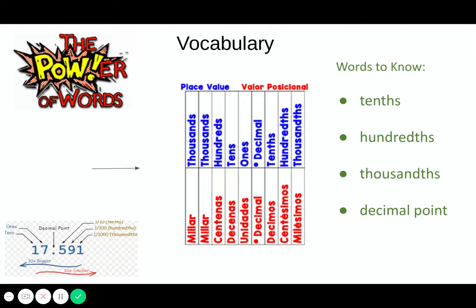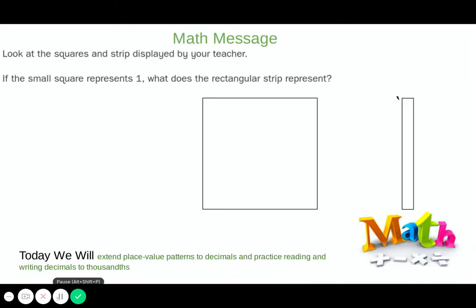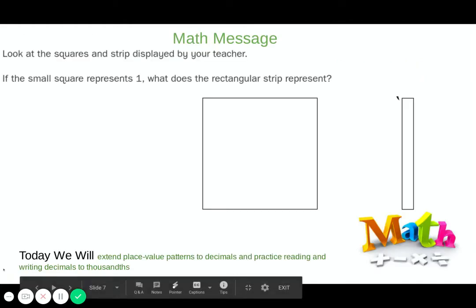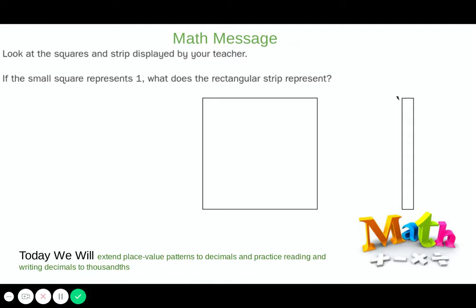Please take a second to go ahead and review the rest of these vocabulary words. Okay, let's go ahead and jump into today's math message. Now, if you take a look at the square here in the center of your screen, that square represents one whole. If the square represents one whole, I want you to think about what the rectangular strip to the right represents. Again, if the square represents one whole, what is the value of the rectangular strip?